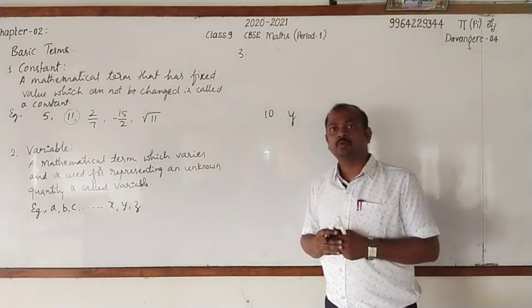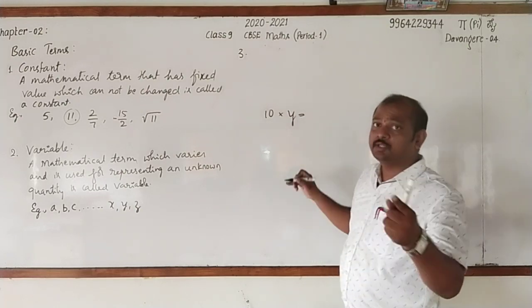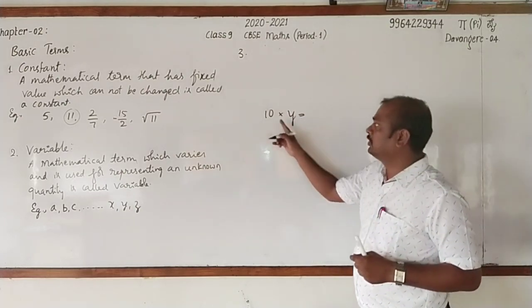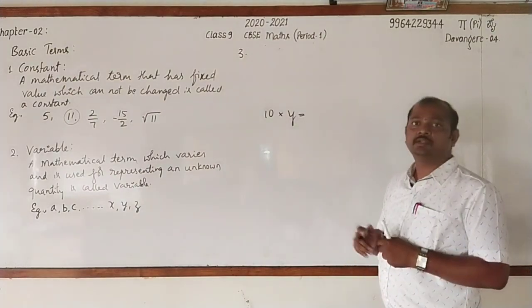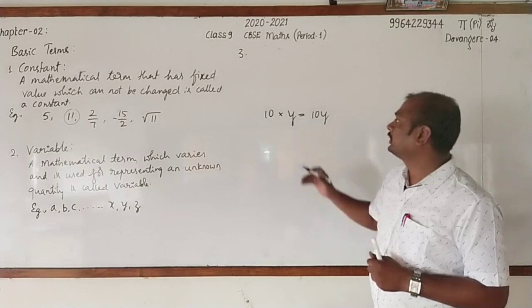We know how to multiply them. On multiplying, what will you get? You will get the product. Then, what is the product of 10 and y? It will be 10y, is it not?